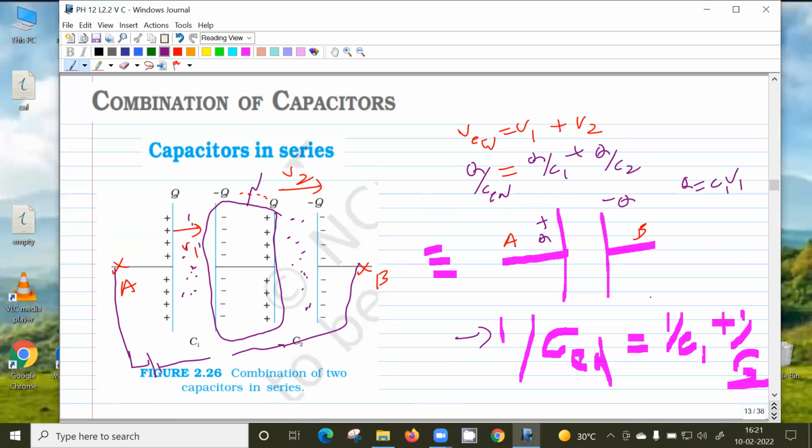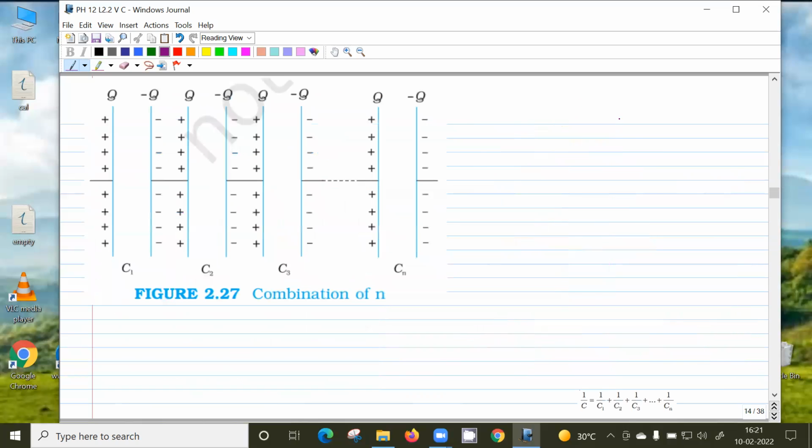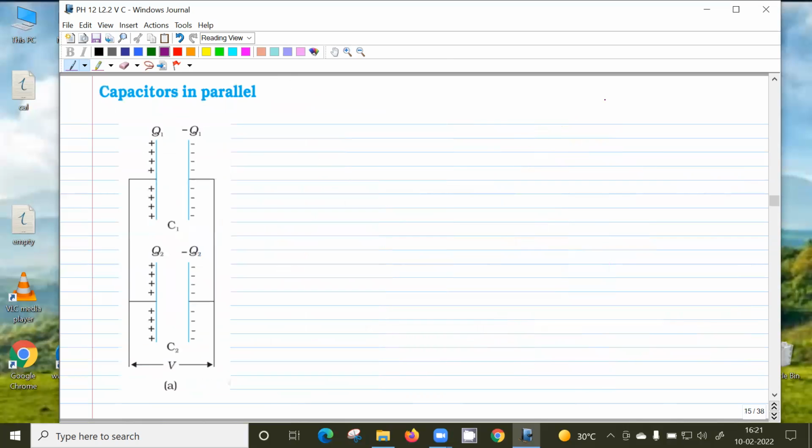So in series combination, you have to remember the voltages will add. Okay, similarly, I'll come back to this. Now the capacitors are connected in parallel. How do you know they are connected in parallel?